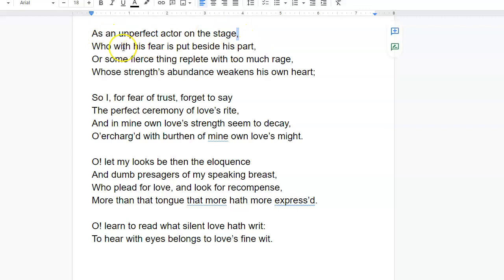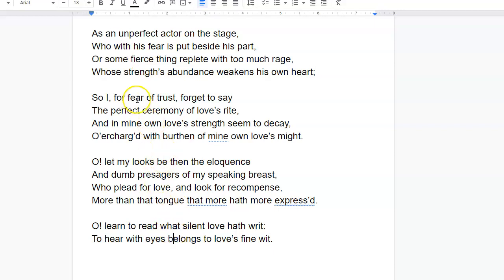"As an unperfect actor on the stage who with his fears put beside his part," comma, definitely goes there. "Or some fierce thing replete with too much rage, whose strength's abundance weaken his own heart." There should be a period there instead of the semicolon, right? Just because that's the way we're using the punctuation. You could certainly argue that a semicolon there makes sense, but for our purposes, I want you to think of that as a period, primarily because I want you to take a breath. As we know, a breath is a complete thought, and when you breathe in a new idea, you're expressing that on one breath, hopefully.